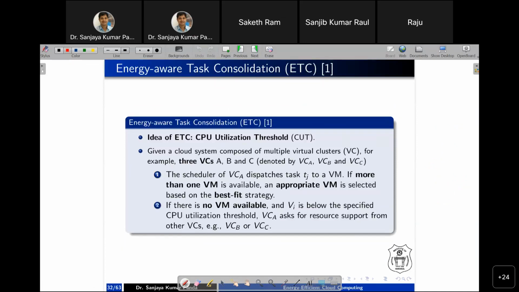First, you have to dispatch a particular task to the virtual machine if and only if it is not violating the CPU utilization threshold. If more than one virtual machine is not violating this threshold, then you decide which one is the appropriate virtual machine for your task by following the best fit strategy. If none of the virtual machines is available in the same virtual cluster, you can send that task to another virtual cluster, subject to the destination virtual cluster not being overloaded, right?